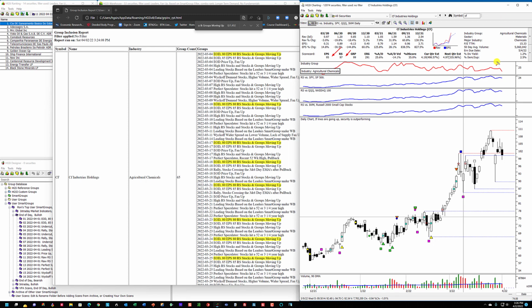Now these lines up here tell me if the stock at any point in time was outperforming, underperforming, or moving along with the industry group. You can see that it pulled back now, so it's underperforming the industry group, which is ag chemicals. It's also trading pretty much in line with the SPY, the QQQ, and the Russell. Down a little bit, you can see it's turned down on all of these, so it's slightly underperforming.